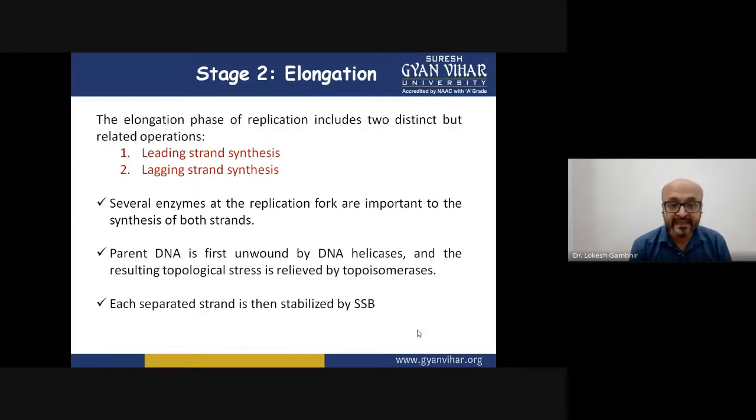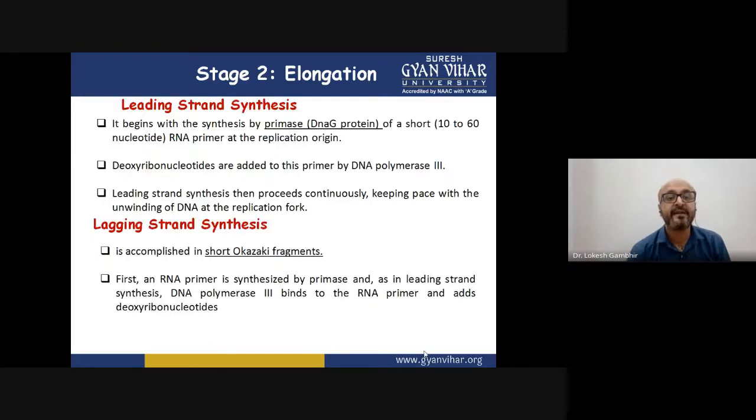Now all these enzymes collectively form a bubble. That bubble is what we represent as the replication fork. The primase, in the prokaryotic system also called DnaG, forms a very short stretch of 10 to 16 nucleotides as an RNA primer at the origin. And this RNA primer is utilized for elongation by DNA polymerase 3.